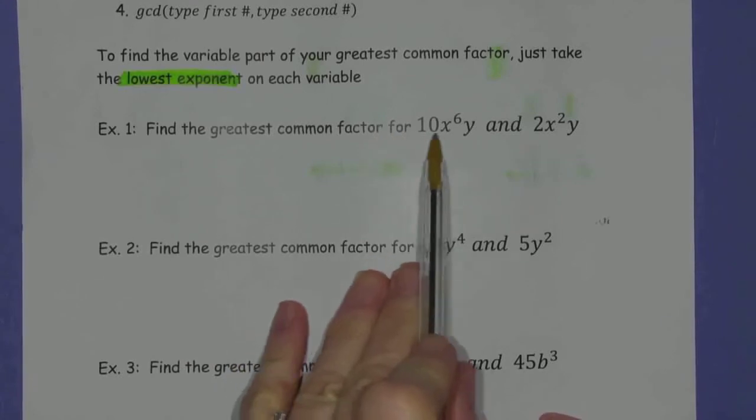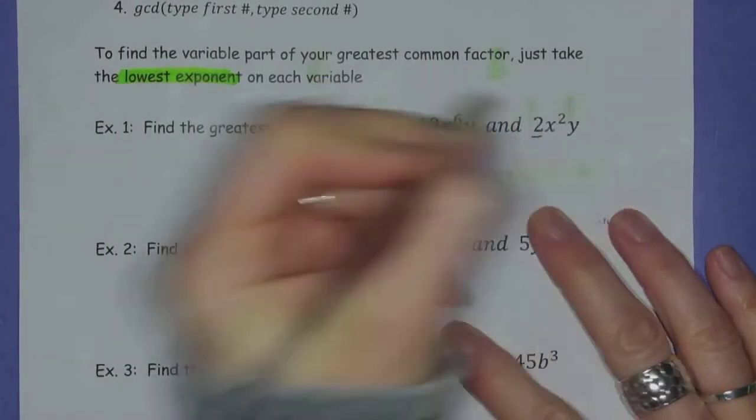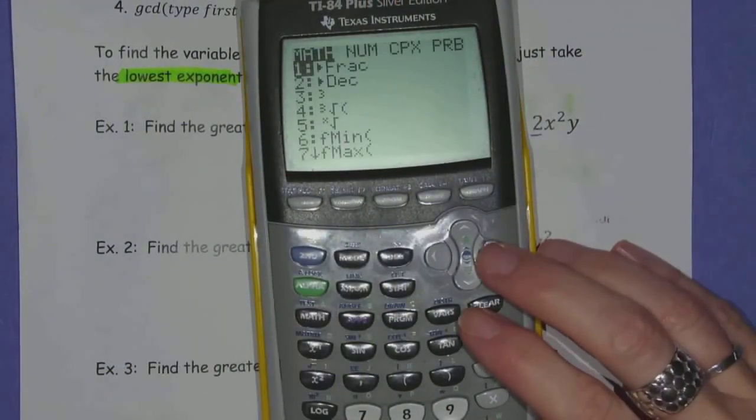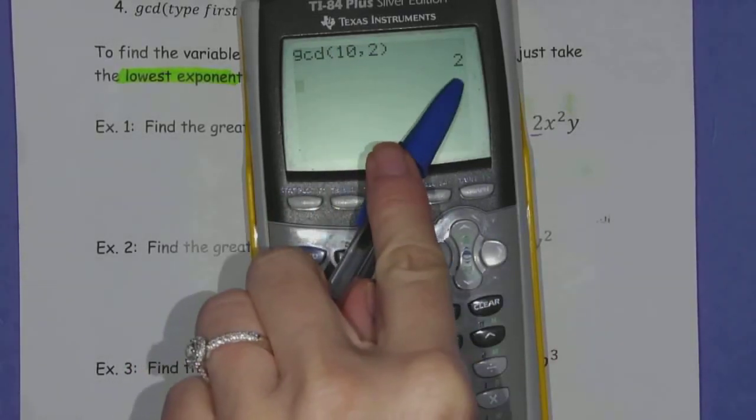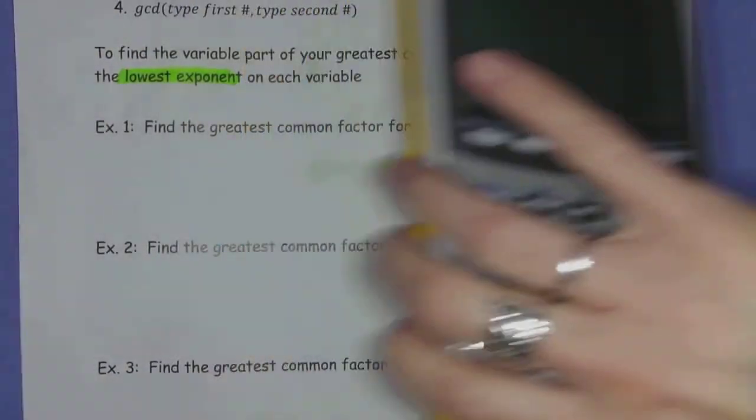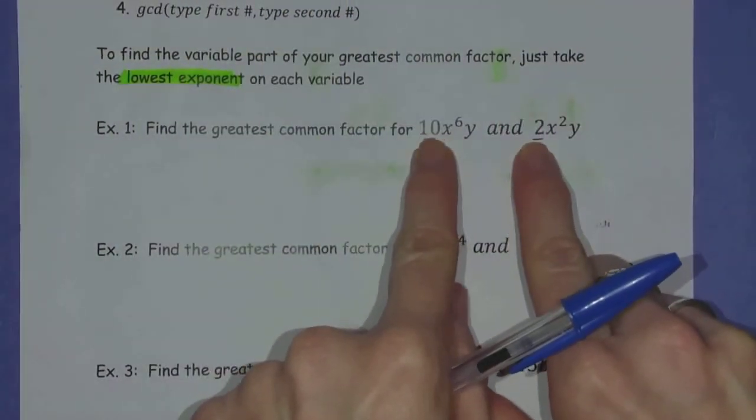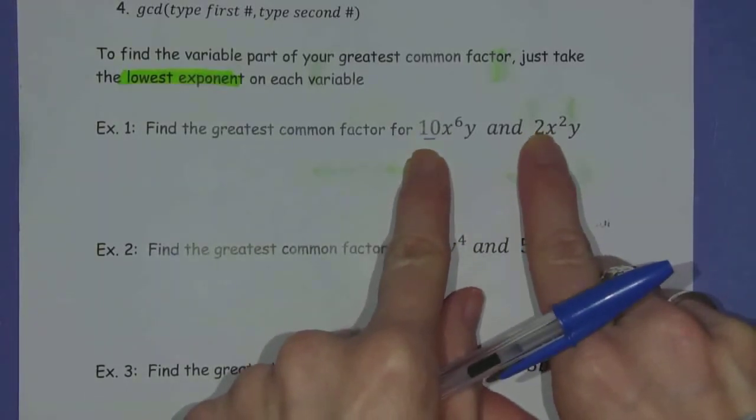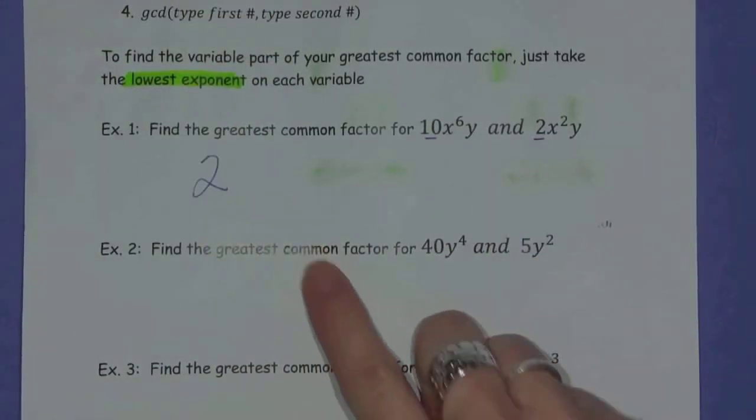Find the greatest common factor, example 1. So I've got a 10 and a 2. So one way you can do this, go to your calculator, math, num, 9, 10, 2, boom, and I'm getting a 2. Or you can ask yourself my question, what is the biggest number that divides into both 2 and 10? Well, 2 divides into 2, and 2 divides into 10. So the numeric part is 2.